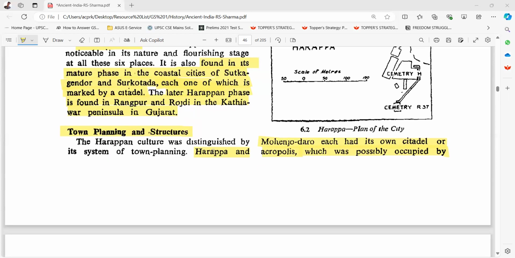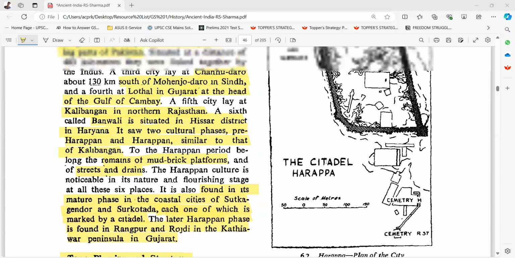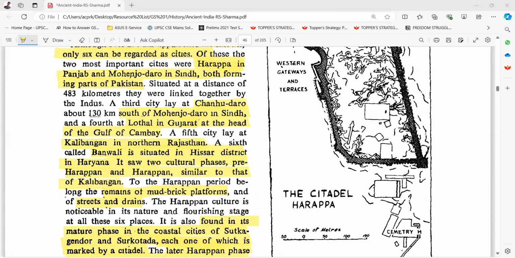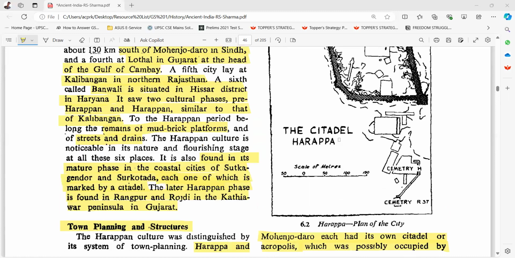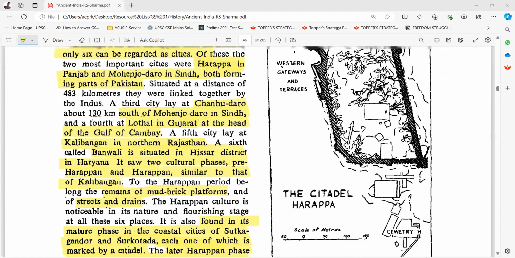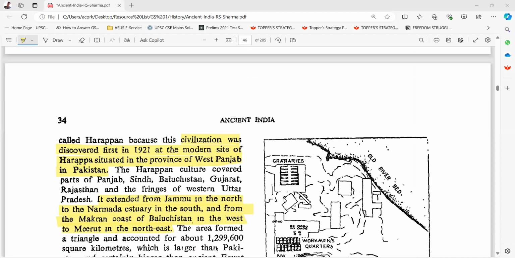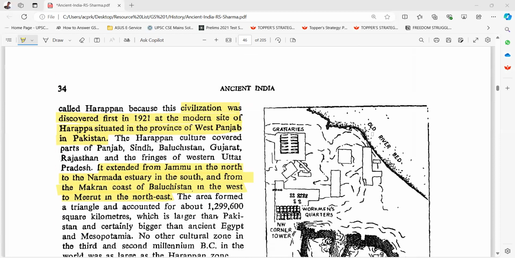Town planning and structures. Figure 6.2 shows Harappa, the plan of the city. The citadel, Harappa, cemetery. Here you can see the cemetery. Then western gateways and terraces, new corner tower, then workmen's quarters, then granaries. Here is the old riverbed.